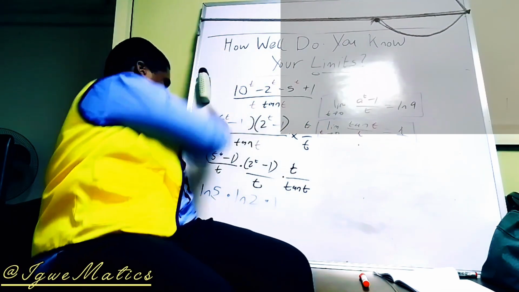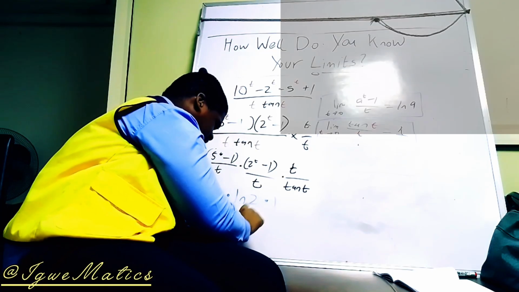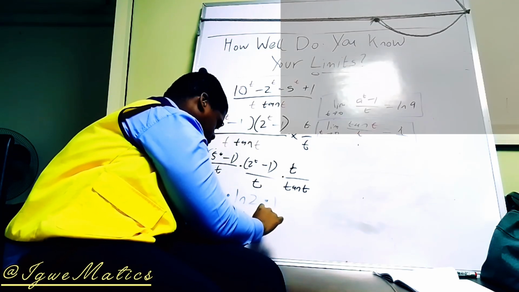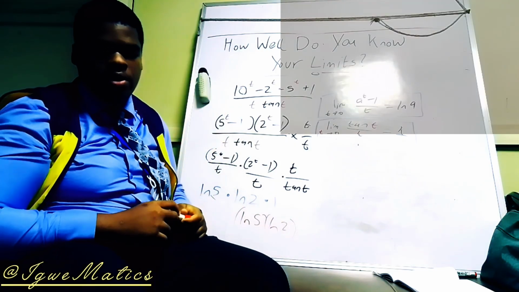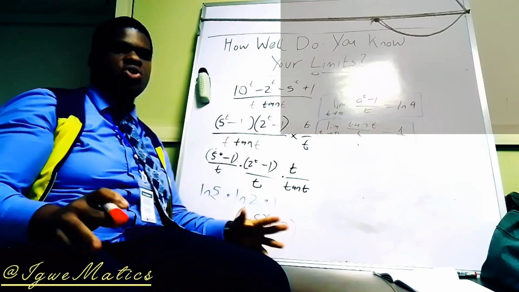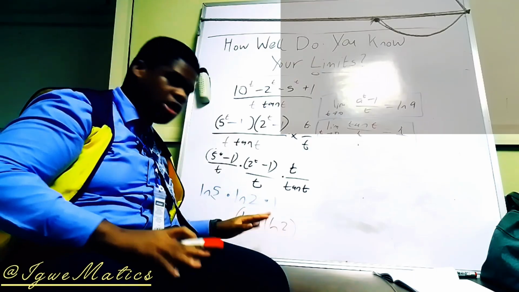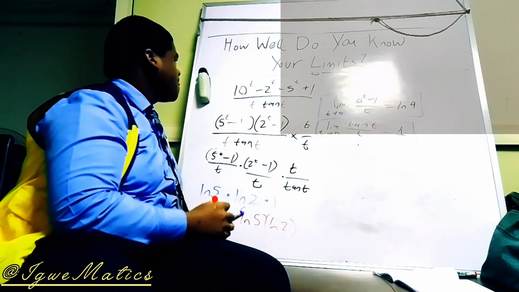What is next? Multiplication. This times this is just our answer. Finally, 5 times 2. There's no other simplification I can do about this. 5 times 2 is our final answer. You cannot bring this together, we cannot have 10. That is not correct. So our final answer is just 5 times 2. Good and fine.